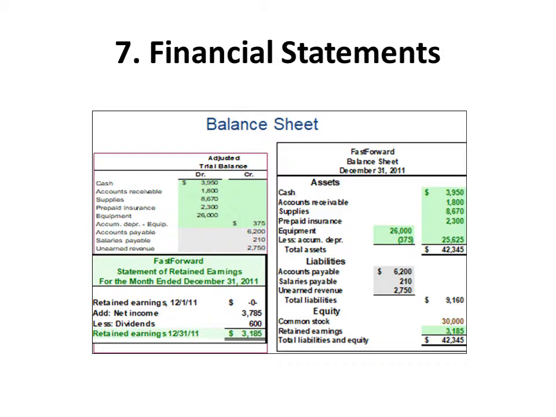Balance sheet, again, prepare it last. Do the income statement first. Do the statement of retained earnings second. Do the balance sheet third. Use the adjusted trial balance worksheet to prepare your income statement first, your statement of retained earnings second, and your balance sheet last. Thank you.